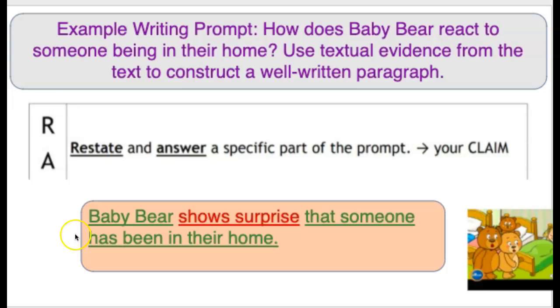So first, let's start by reading our example writing prompt in purple. It asks, how does Baby Bear react to someone being in their home? Use textual evidence from the text to construct a well-written paragraph. Okay, so the prompt is asking us to do something here, and we need to restate the prompt or include part of the prompt in our response. Also, we need to answer the question in order to create a claim. Remember, a claim is a statement that we believe to be true.